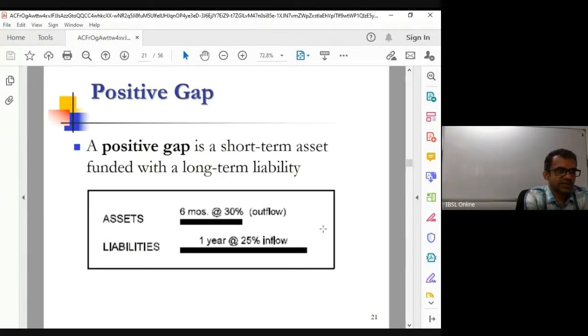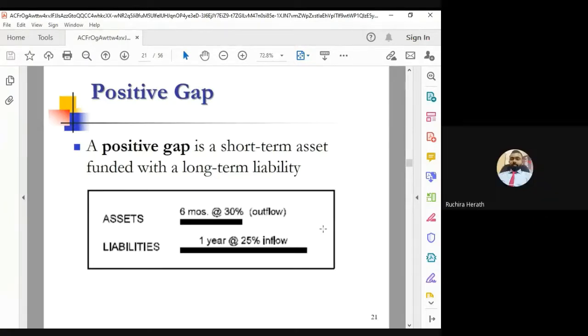So then the other gap is positive gap. Now in the current scenario in Sri Lanka, where our interest rates are very low, for banks, will it be ideal to maintain a negative gap, or what is the way we need to look at it?